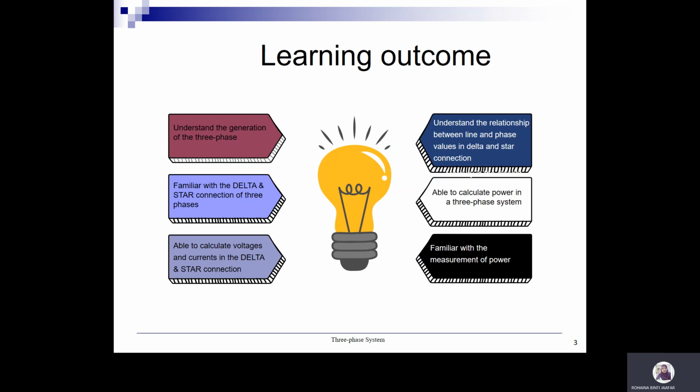So these are the learning outcomes for this chapter. You have to understand the generation of three-phase, be familiar with delta and star connection systems, able to calculate voltage in both connections, understand the relationship between line and phase value, and able to calculate power in three-phase system. Finally, you have to be familiar with the measurement of power.